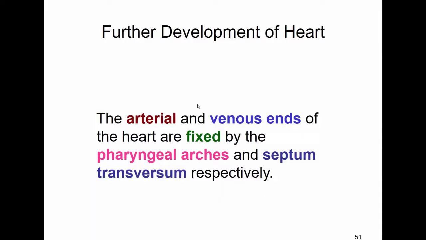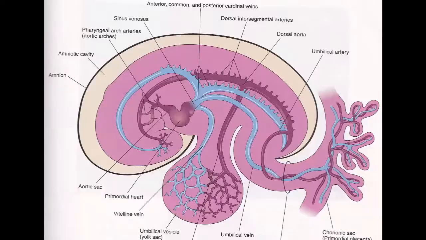The arterial and venous ends of the heart tube are fixed by the pharyngeal arches and the septum transversum, respectively. The venous end is fixed by the septum transversum, caudally.